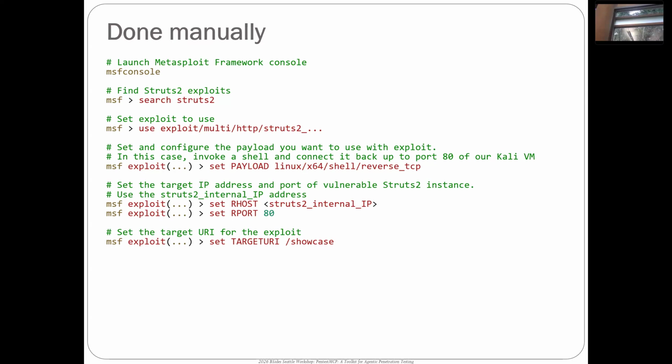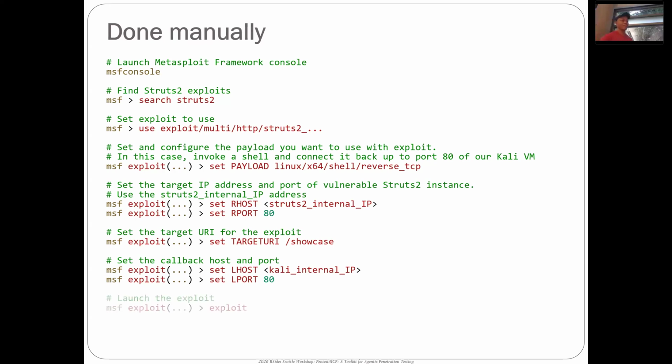And then you're going to set the callback. So this is your Kali VM. Once I deliver the exploit, I need that reverse TCP payload to call back to me. So I'll set the callback, the local host, and this is your Kali VM. We're going to use port 80 as well, and that's going to be the communication channel. And then I type exploit, and I get a shell back. And students are like, oh, wow, it's that easy. I can be a hacker. And that's the point. So, okay.